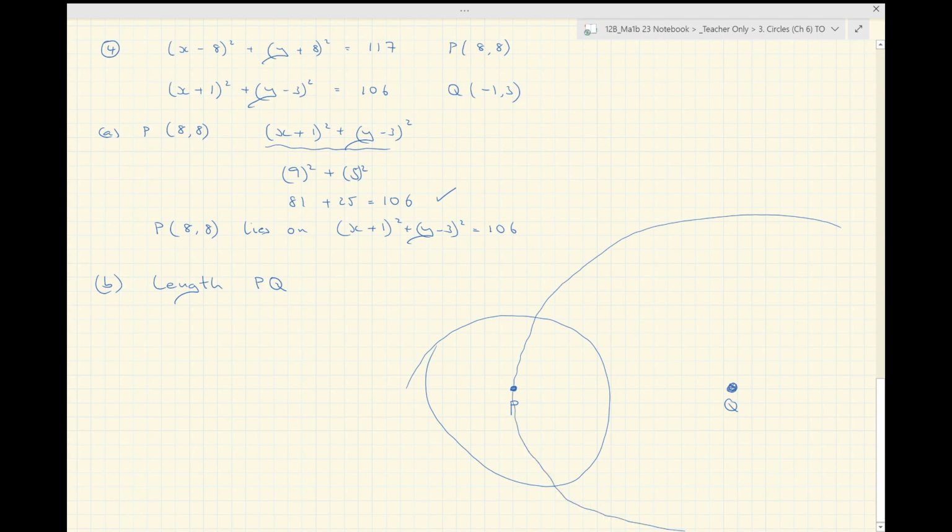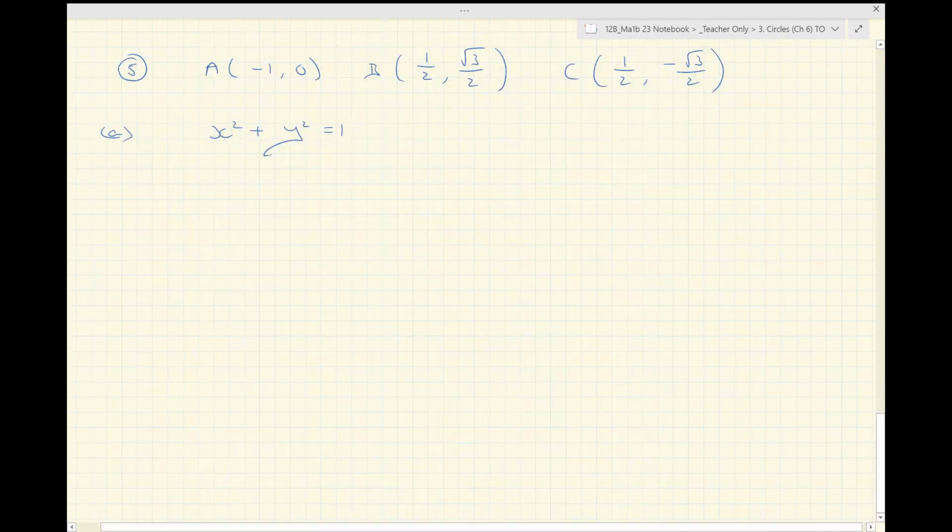And we're asked to find the distance PQ. Well, look, that distance is simply the radius of this second circle, isn't it? So it's simply the radius of the circle (x plus 1) squared plus (y minus 3) squared equals 106. It's the radius of that circle, in which case the length PQ is equal to the radius of that circle, which will be the square root of 106. That's question 4 done. Question 5.